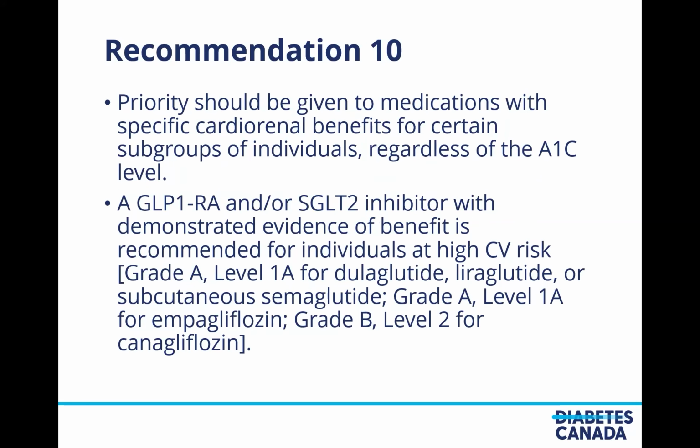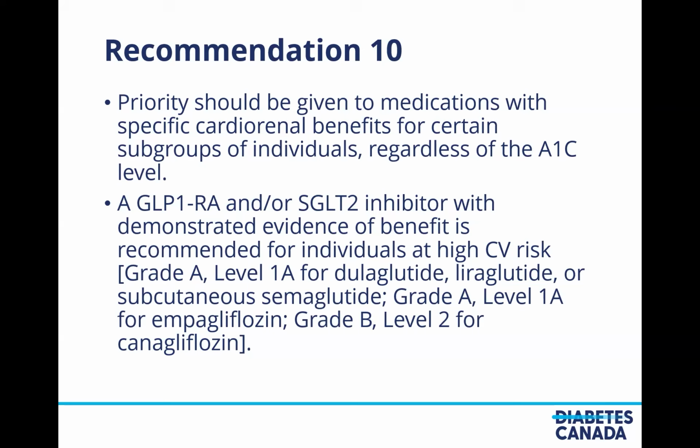Now we move to recommendation number 10, which states that priority should be given to medications with specific cardiorenal benefits for certain subgroups of individuals, regardless of their A1C level. So remember, that's a really key point, that for patients who have indications for these agents, they should be on these agents regardless of what their A1C is at the beginning, and that is including in patients who are newly diagnosed with diabetes.